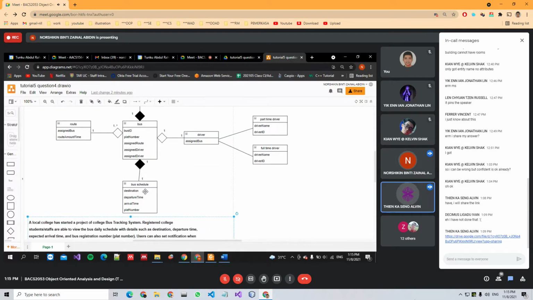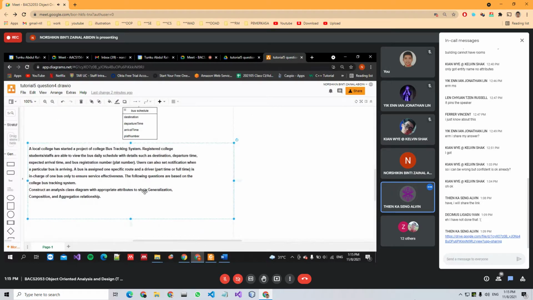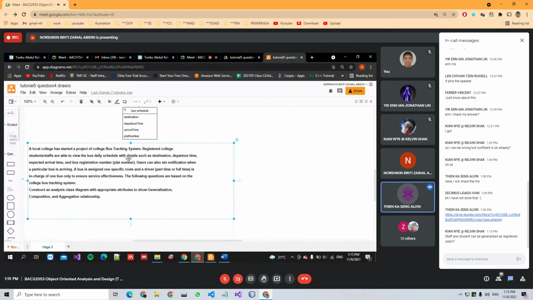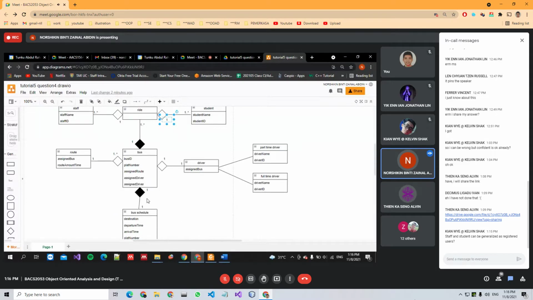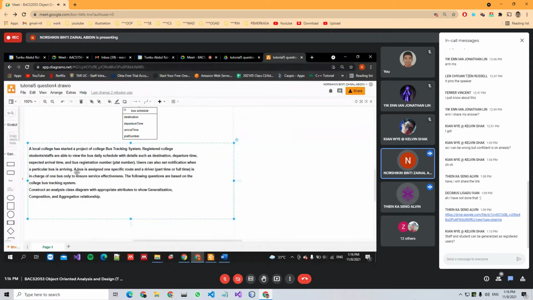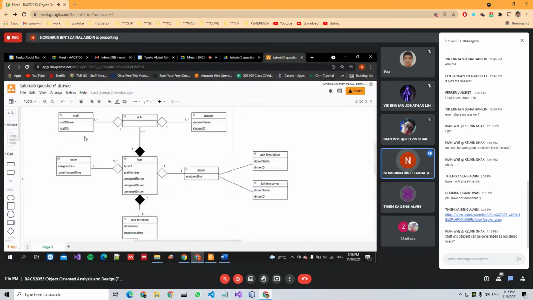According to the logic, the bus can be ridden by one or many students, and then every student can only ride one bus. I mean, this one is based on your assumption and your logic, right? It's not based on the question. Okay, that one I accept your answer because that is correct logic there.